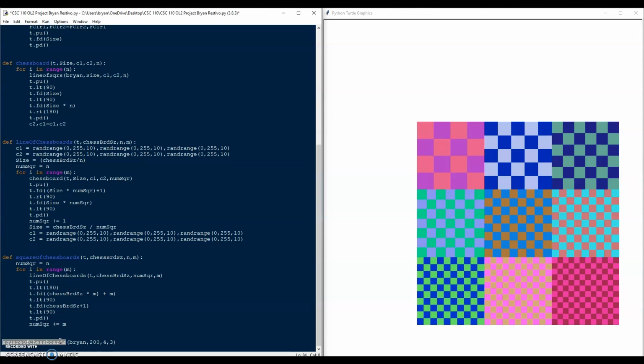And then finally here, I'm calling the function square of chessboards evaluated at the turtle named Bryan, where the size of the chessboard is 200, and then the starting number of squares in a line of squares is 4, and there are 3 chessboards to a row, and that last one is a constant.